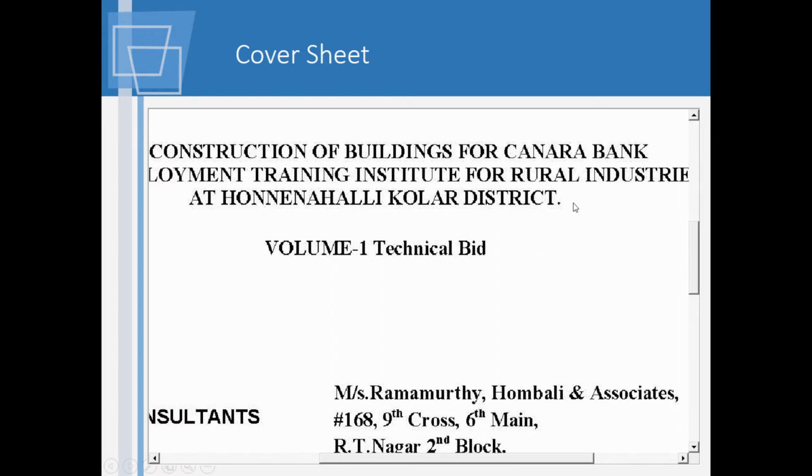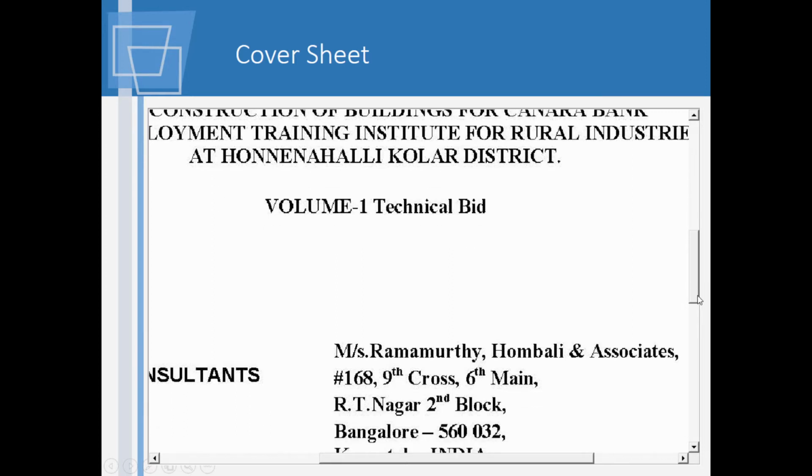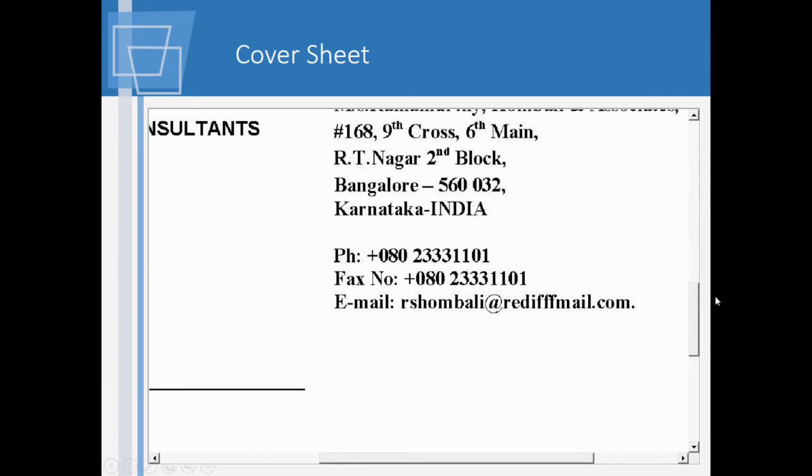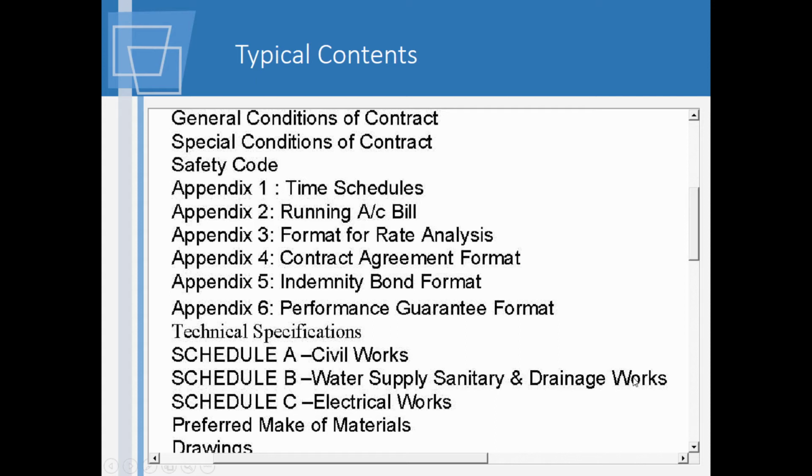And now we are just going to go through the technical bit. The other one, the quantity bit, or the bill of materials, whatever you're having, will come into your commercial bit. So that will be more relevant for a course in quantity surveying to understand what is there. So after the cover sheet, we'll find that this is the typical contents. We'll have the general conditions of contract.